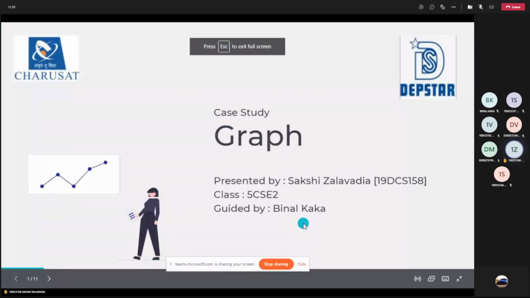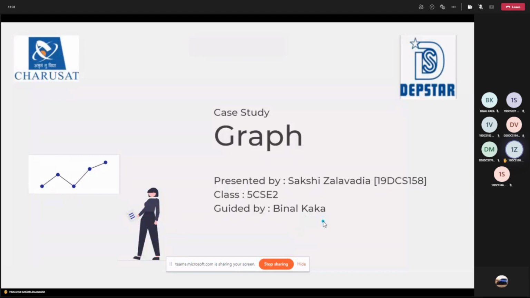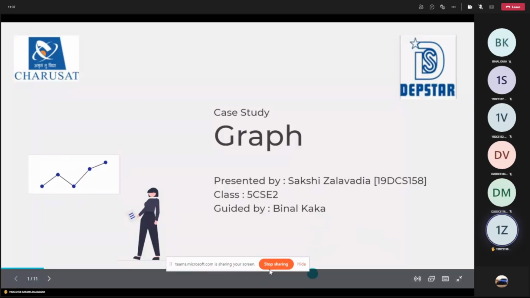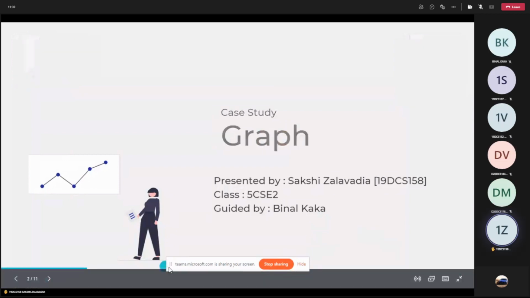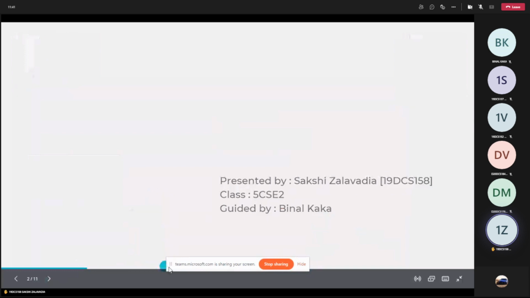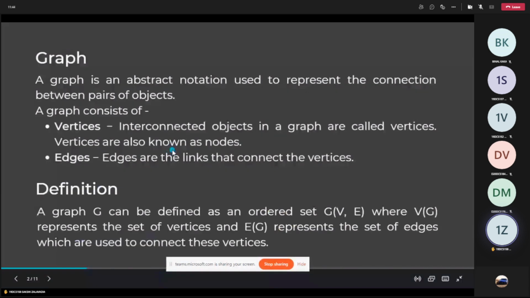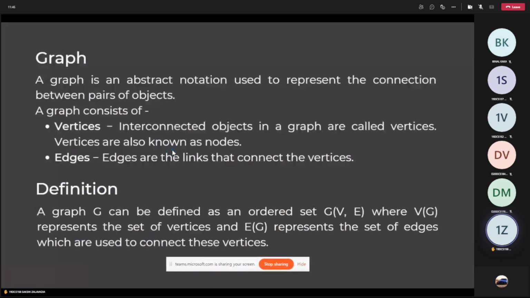So, good afternoon, one and all. I am Sakshi, and I'm going to present the topic of graph from data structure and algorithm. So let's understand what is graph. It is an abstract notation used to represent the connection between pairs of objects known as nodes or vertices. What the graph contains is vertices and edges. Vertices are the interconnected objects, the nodes, and edges are the links which connect the vertices.